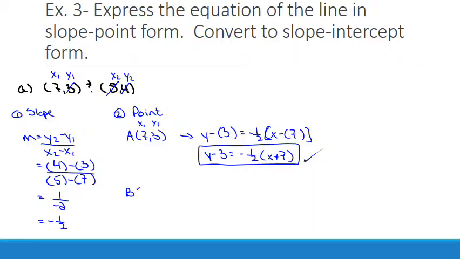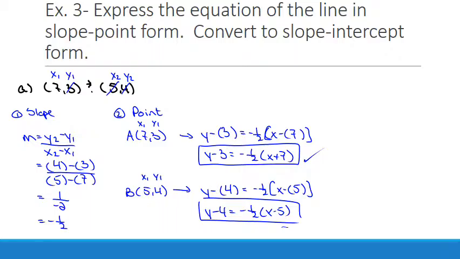But you could have also chosen point B, and you'll get a different looking equation, but it will be right as well. So slope point form can look a bunch of different ways. As long as you have the correct slope, and then you choose a point that the line passes through, then you're good. So again, just using my open brackets, 4 goes here, 5 goes here, so y minus 4 equals negative 1/2 x minus 5. Both of these would be right.